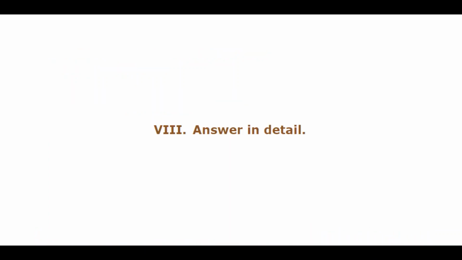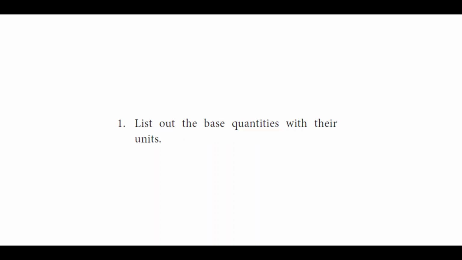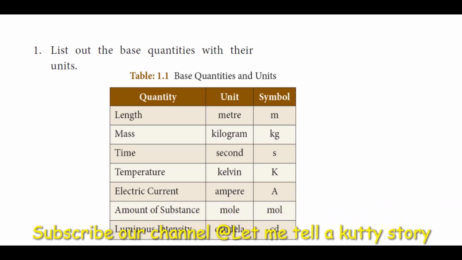And the 8th part is answer in detail. List out the base quantities with their units. So here is the table for quantity, unit and symbol. The first one is length. Unit is meter and symbol is m, small m. Second one is mass. The unit is kilogram and the symbol is kg. Third one, time. Unit is second and symbol is s.